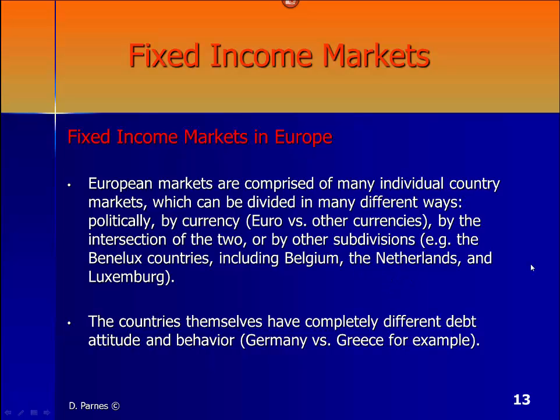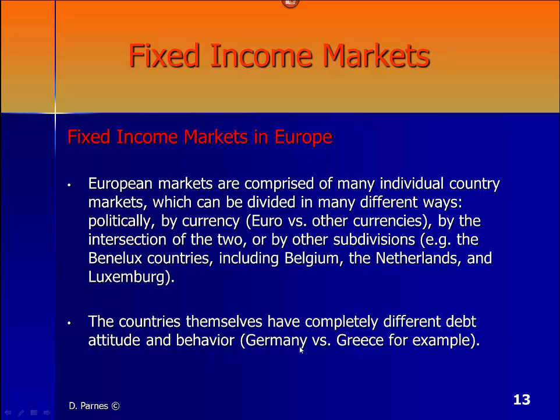So there is more than one way, like I said, to divide, assess and measure economic indicators in Europe. The countries themselves have completely different debt attitudes and behavior. You can look at two extreme examples, Germany versus Greece. Greece is under a lot of debt, debt that in many cases they cannot even service. They cannot pay back their sovereign debt, and they are getting more and more loans from the IMF, the International Monetary Fund, and from other countries.